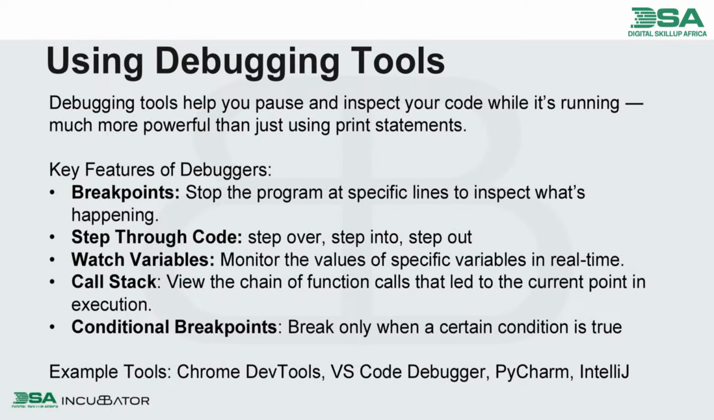Okay, so key features of debugging. We have breakpoints. The way a breakpoint works, of which I'm going to show you, is you add what we call breakpoints, like stoppers, that this code should stop at a certain point. Now, when it gets to that point, you want to inspect and see what is happening at that point. Okay, we have what we call step through code, we have watch variables, we have call stacks, conditional breakpoints.